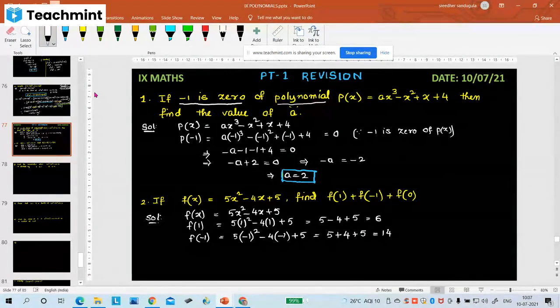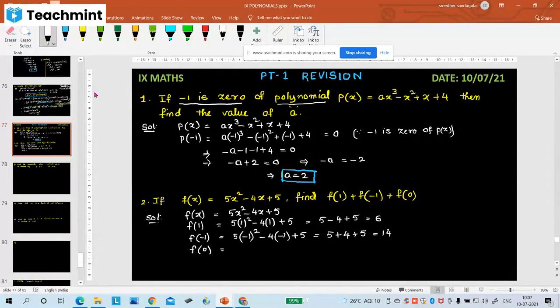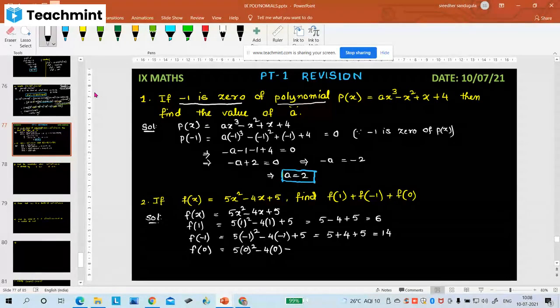Similarly, you have to find f of 0. What is f of 0? Wherever x is there, you have to put 0. That is 5 into 0 square minus 4 into 0 plus 5. So 5 into 0 square, obviously it is 0. Minus 4 into 0, 0 plus 5. Ultimately you get the value 5.